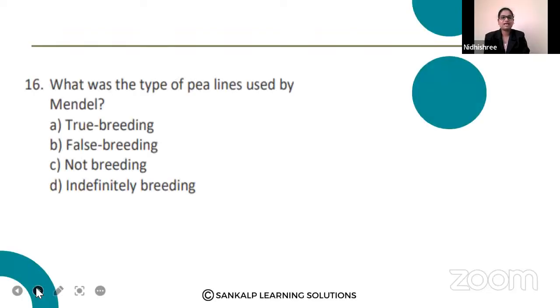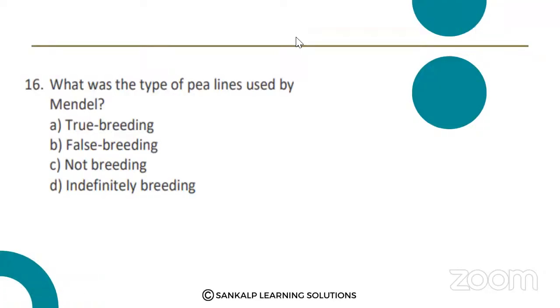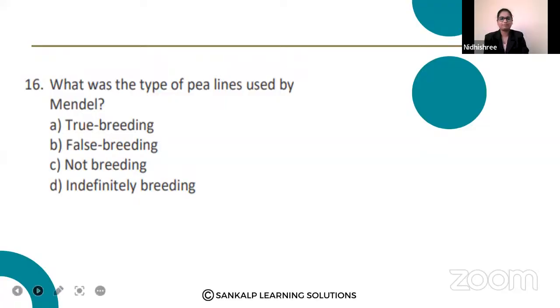What was the type of pea lines used by Mendel? True breeding, false breeding, not breeding, indefinitely breeding. Which kind of pea lines will be used by Mendel? Option A, ma'am. True breeding. Okay. Option A, true breeding lines, is the right answer.